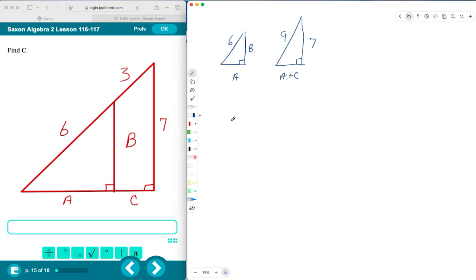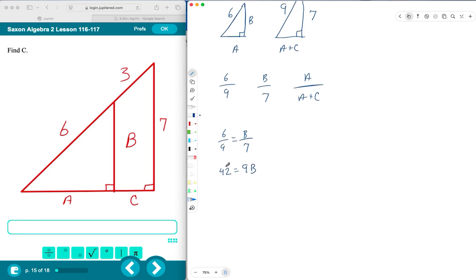So we can write our proportions. And I like to color code or orient it the same way. So I've got 6 over 9 is the hypotenuse. The height is going to be B over 7. And then the bases are going to be A over A plus C. Now I can solve for B. 6 over 9 is equal to B over 7. So that's going to be 42 is equal to 9B. So 42 over 9 is equal to B.